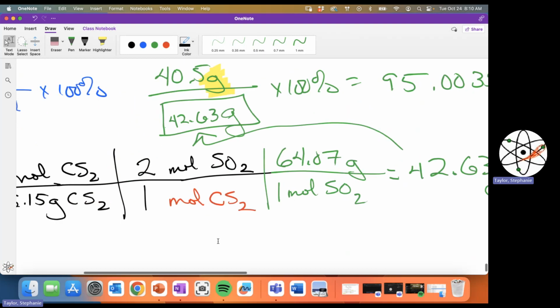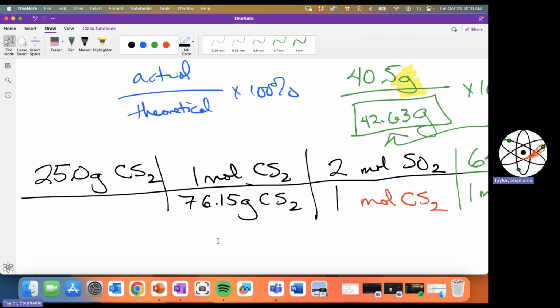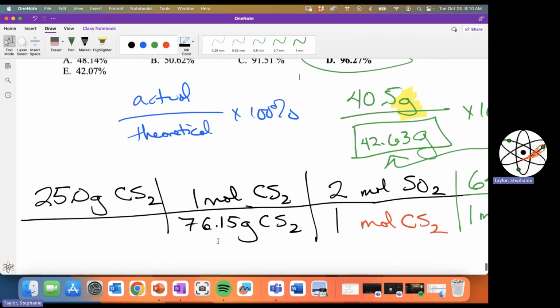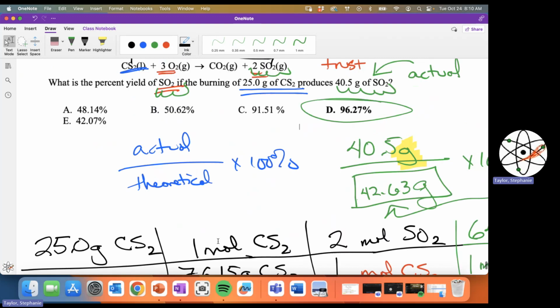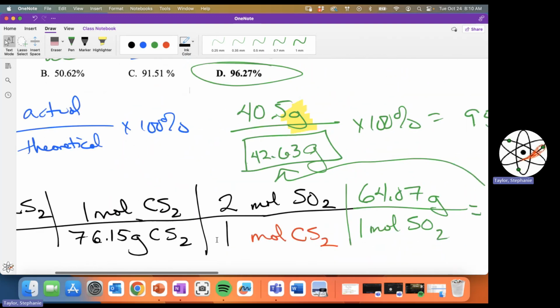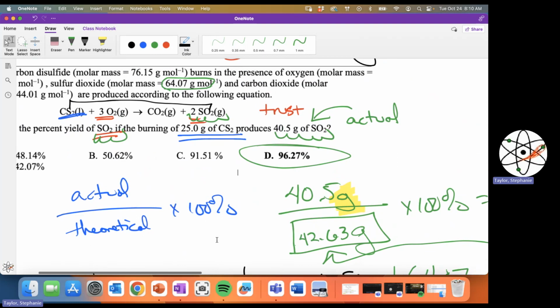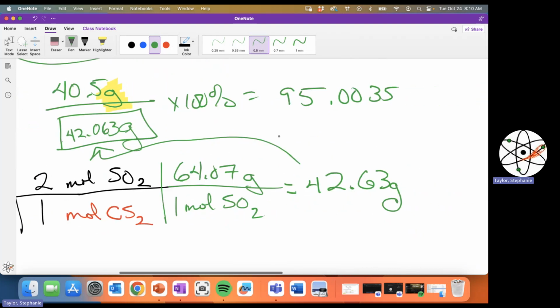I'm going to type this in my calculator one more time to see if I messed up. 76 times 2 times 64.01. That's 42. Oh, I did. There's supposed to be a 0 in there. I was close. It's 42.063. I missed a digit when I was typing in my calculator.